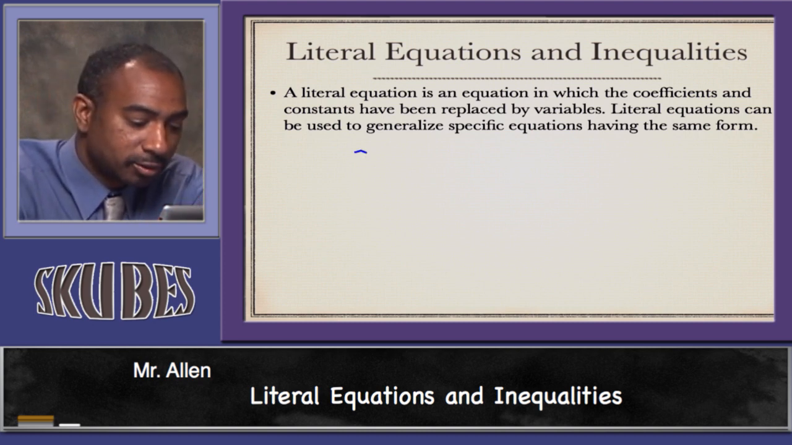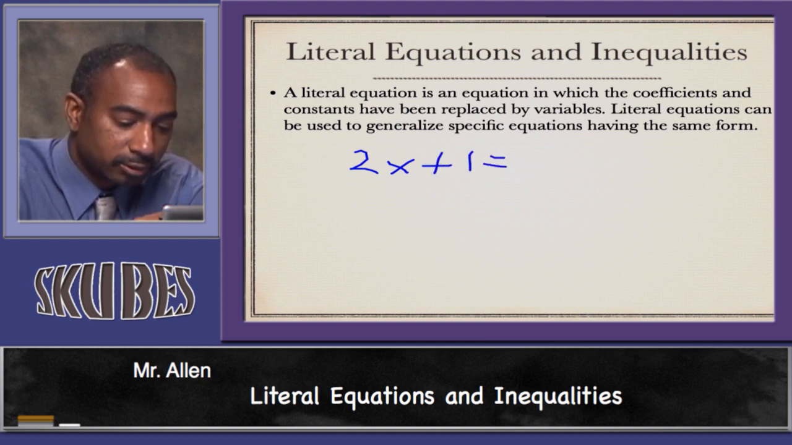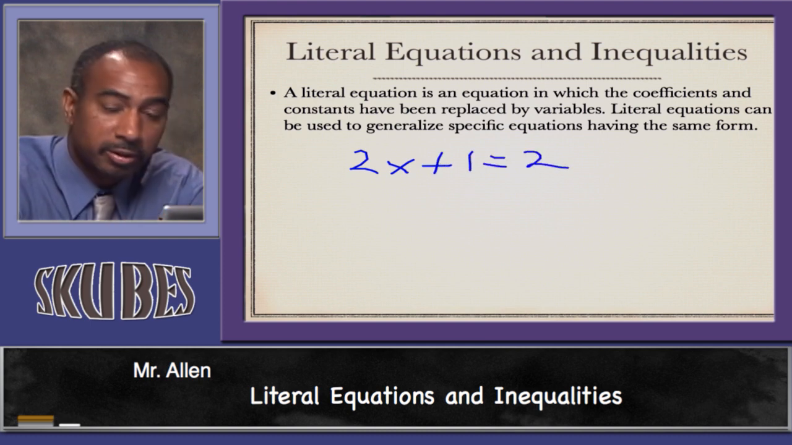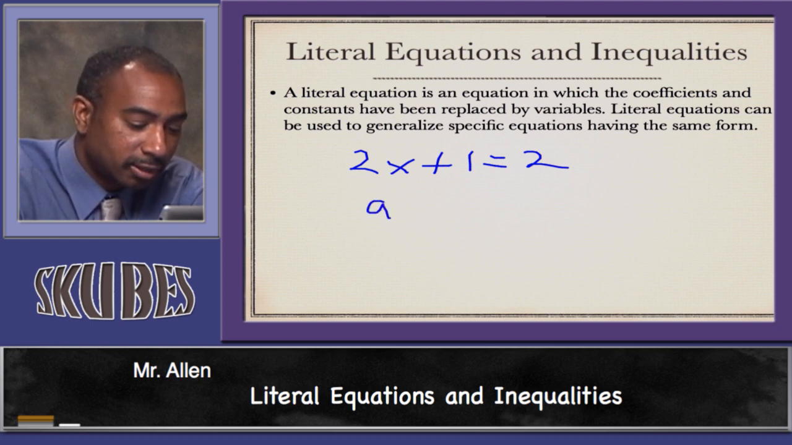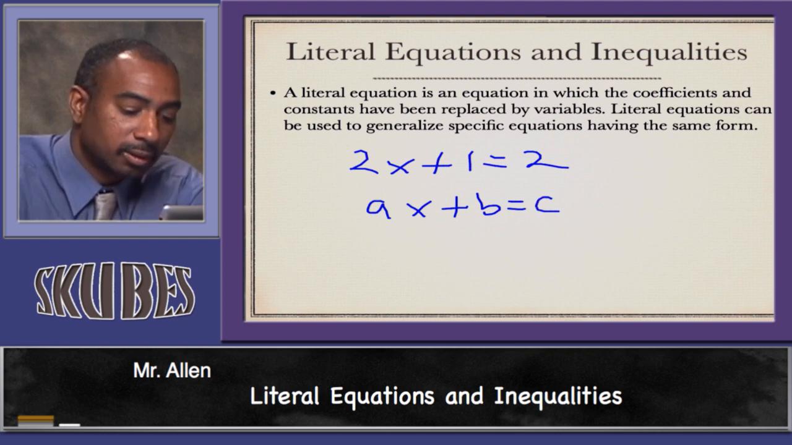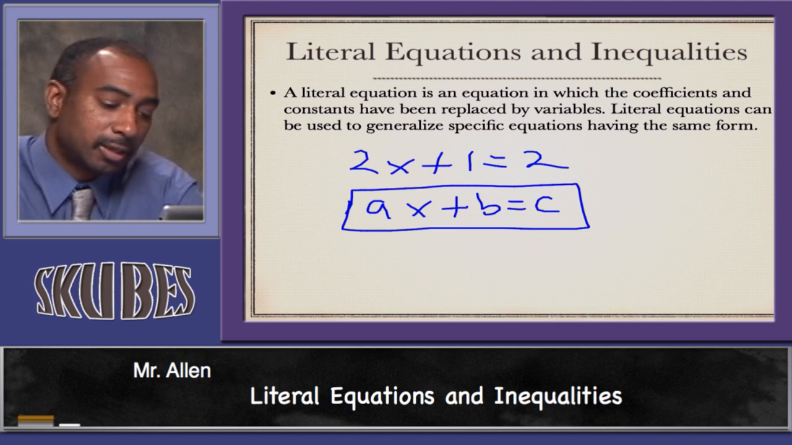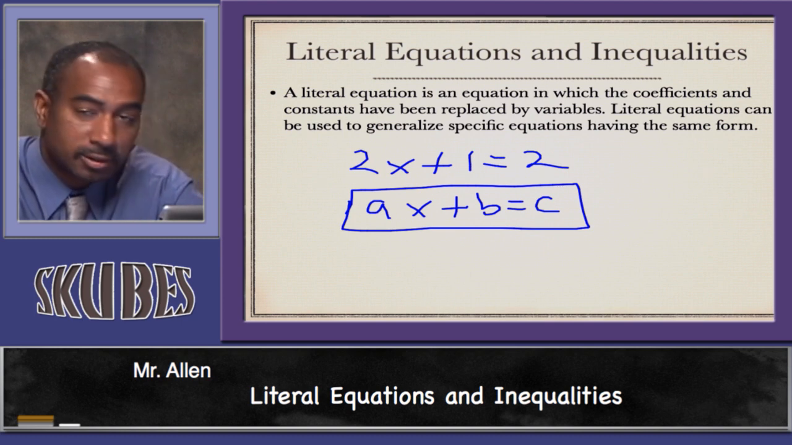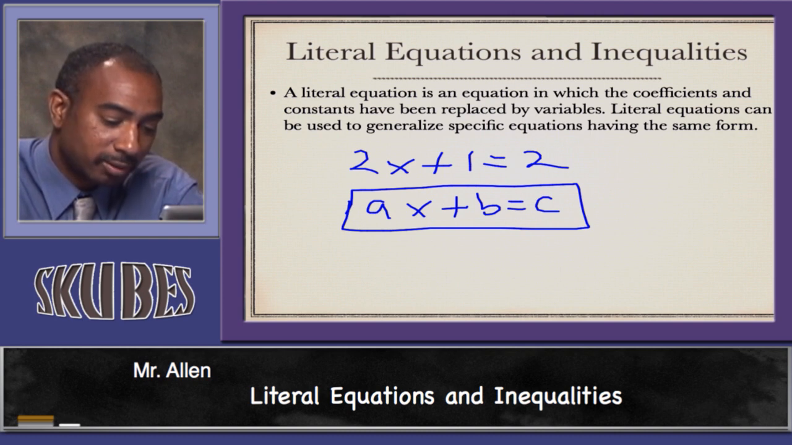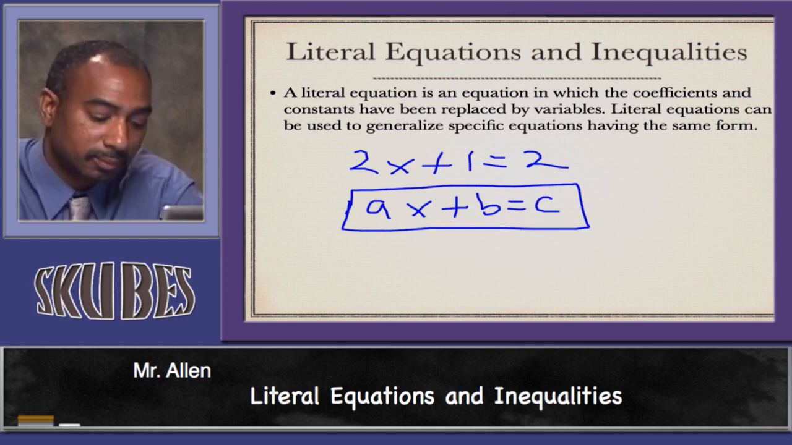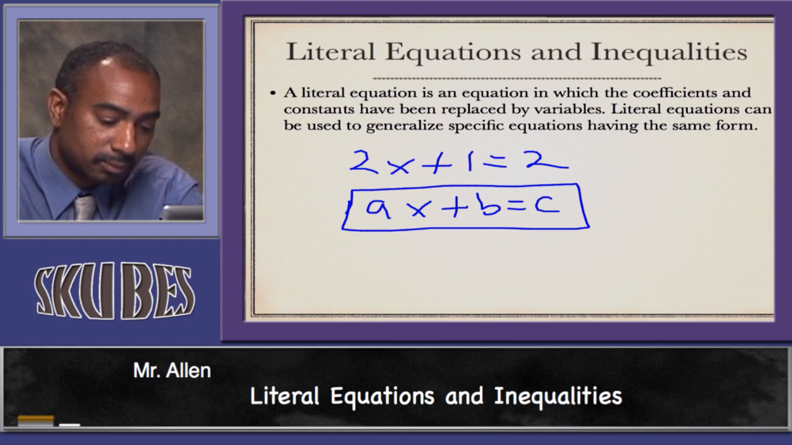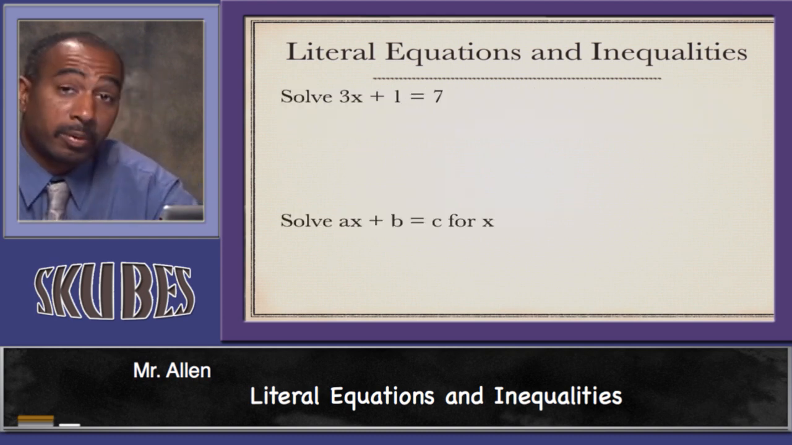For example, I can have 2x plus 1 equals 2. And if I were to generalize that, I can call that ax plus b equals c. This would be my literal equation. I just replace the coefficients and constants with other variables. So this becomes a general format for this equation. And let's see what we can do with this.